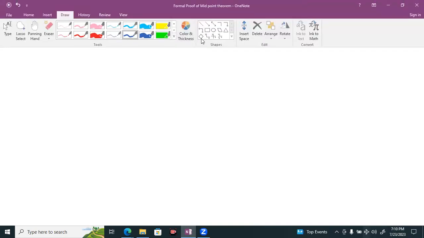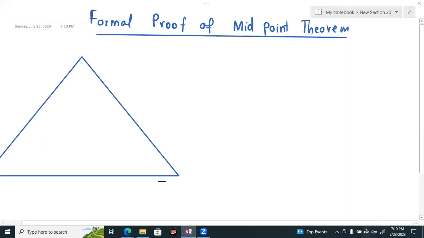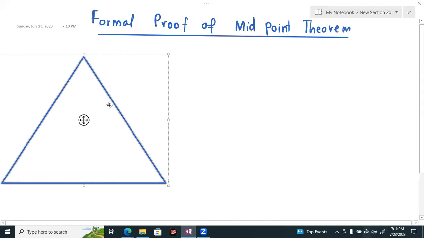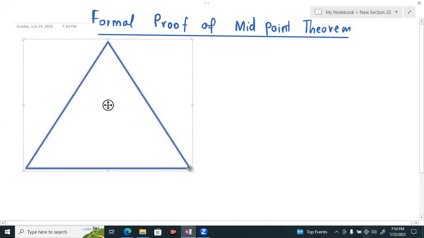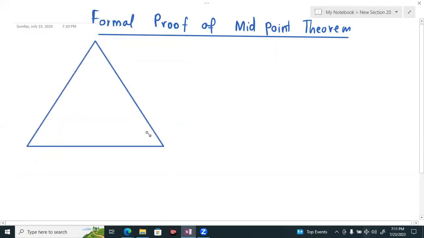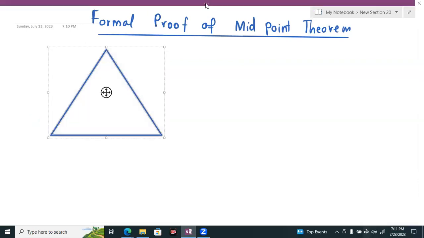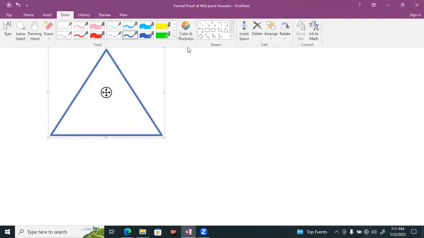Now, when you do a formal proof, first of all, we need a diagram. Okay, we need a big, clear diagram. And what we already know should be denoted in the diagram. Everything we already know, we should mark in the diagram.